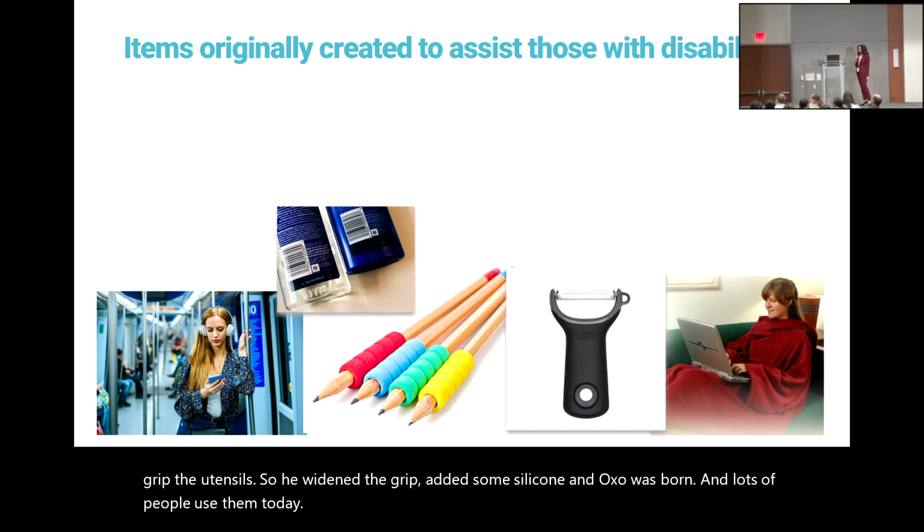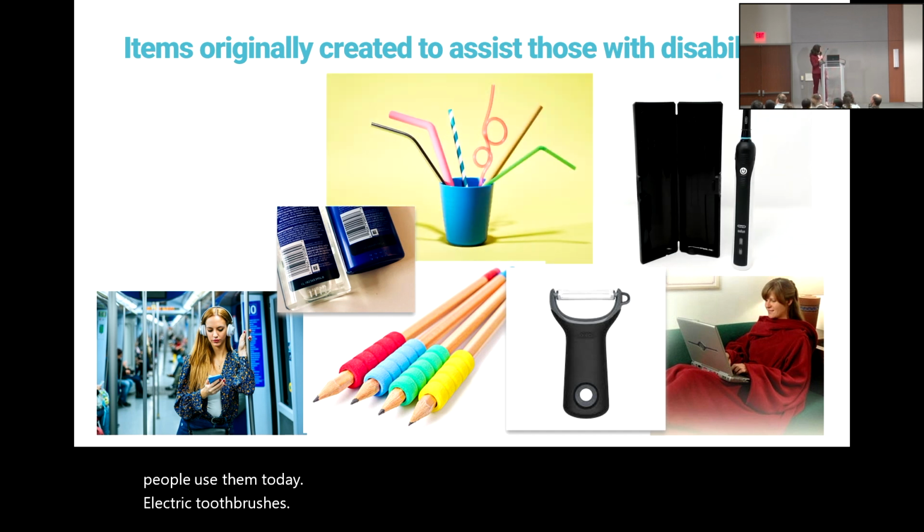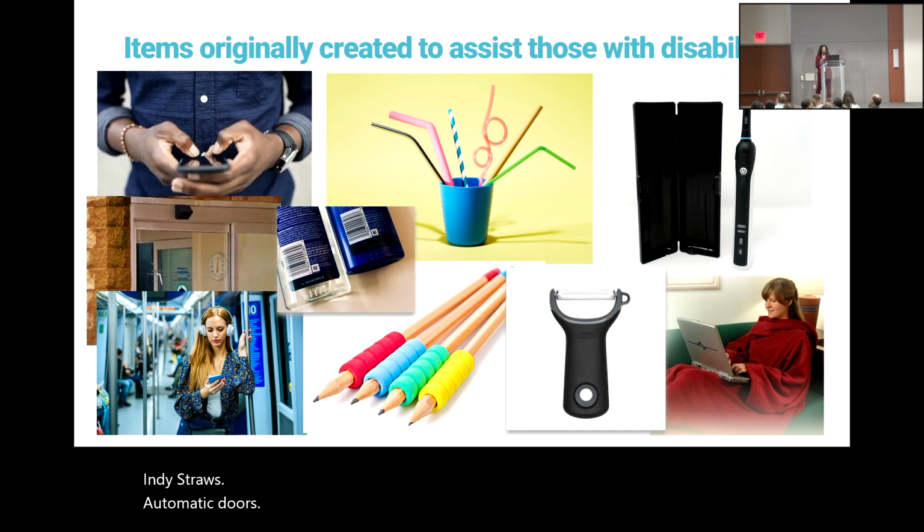The Snuggie. Electric toothbrushes. Bendy straws. Automatic doors. And text messaging. And I used at least 5 of those today alone, so we are using those all the time.